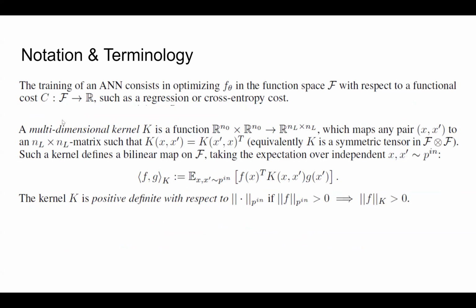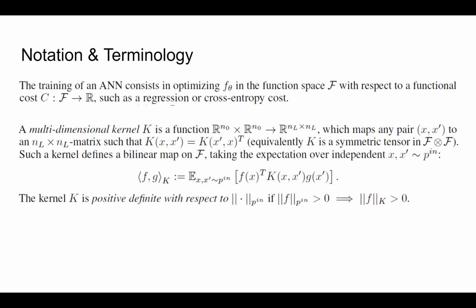Then we define something called a multi-dimensional kernel K, which takes in two vectors of shape R^n0 and maps to a matrix with dimension nL times nL. With this kernel, we can define a bilinear map on the functions. f is a function, g is a function, and the bilinear form is just the expectation of f(x) transpose K(x, x') g(x'), the expectation of this term.